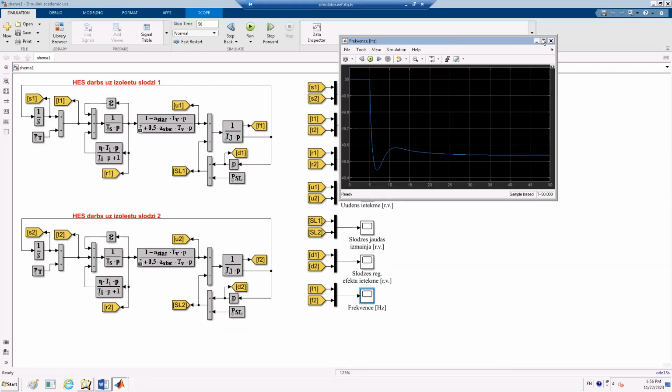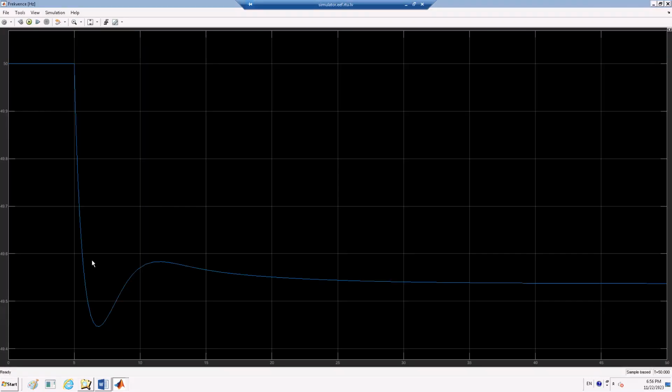So it means there are two lines: for the first, it's yellow, and for the second, it's blue. But they're equal, that's why we see only one. What we see here is the frequency of 50 hertz. It's the nominal operation mode.